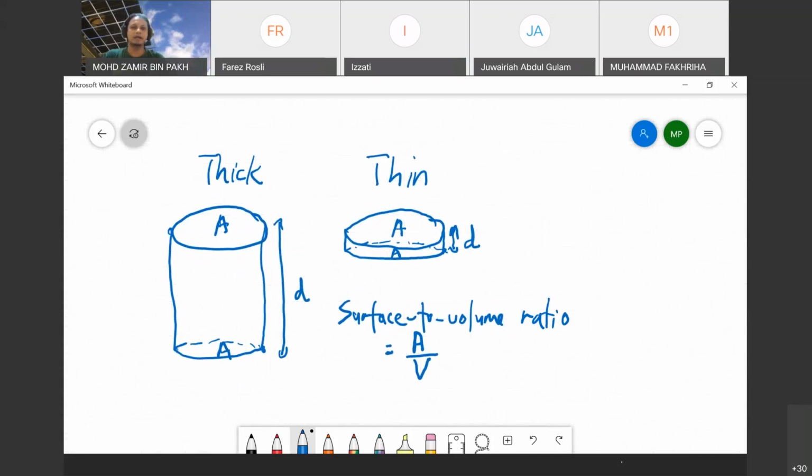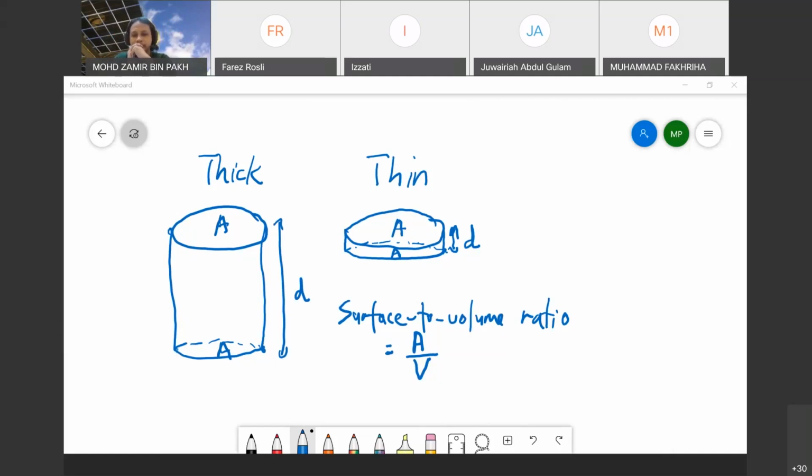So if you compare the surface to volume ratio for thick versus thin diode, which one has a higher surface to volume ratio? Thick one or thin one? Look at the equation and do a bit of simple math. Which one is higher? Thin, okay. Anyone says thick?